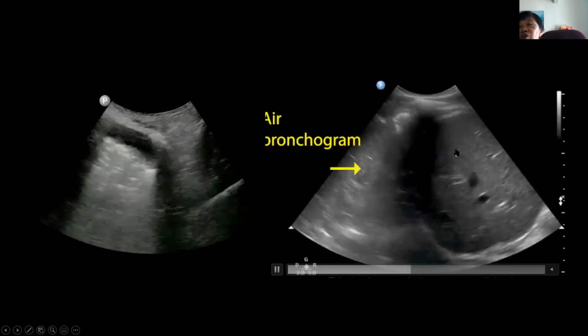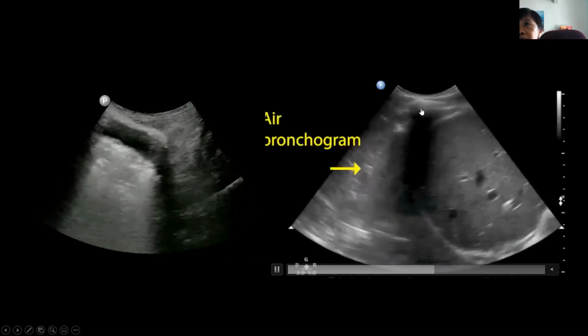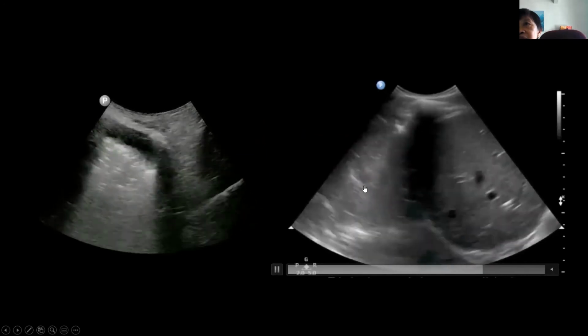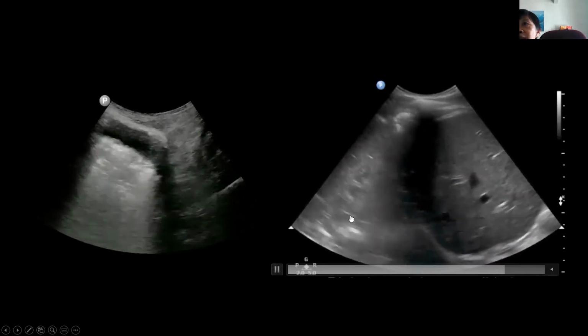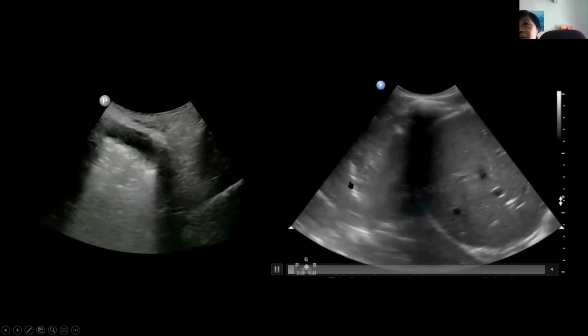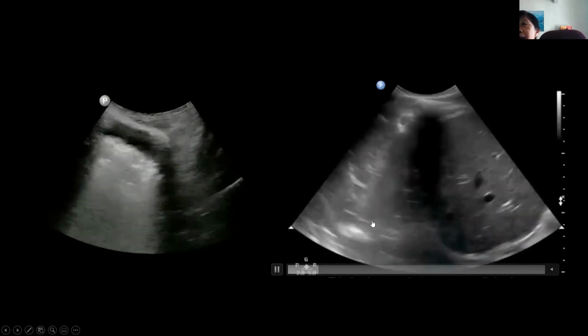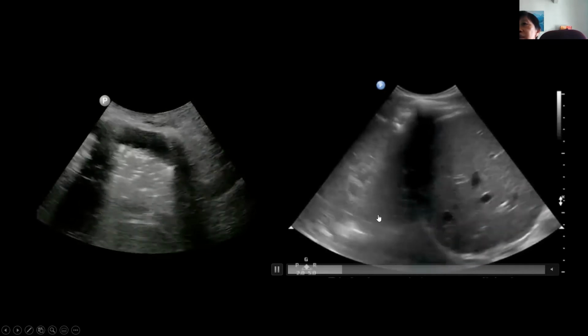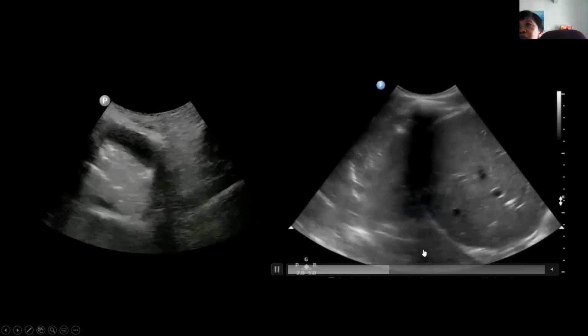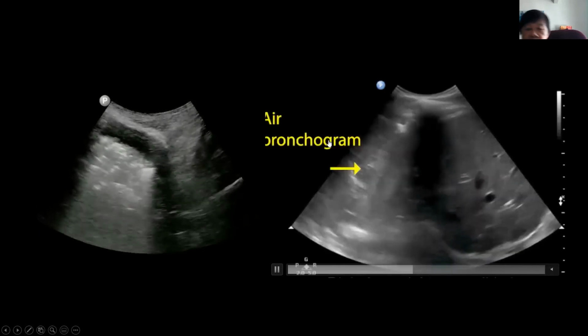So this is the patient who is supine, and we put the probe at the posterior axillary line there, and you can see that the lines are moving. So a dynamic air bronchogram suggests that this could be a bacterial infection, and this is actually the rib shadow. Okay, so not much of fluid. So this is a consolidated lung.